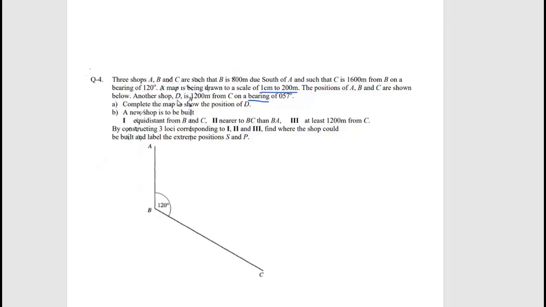Another shop D is 1200 meter from C, and it is on a bearing of 57 degree. So these are the two pieces of information to find the location of the shop D.